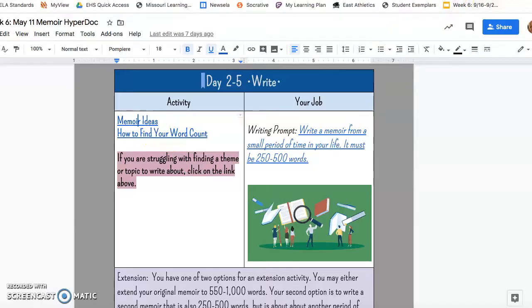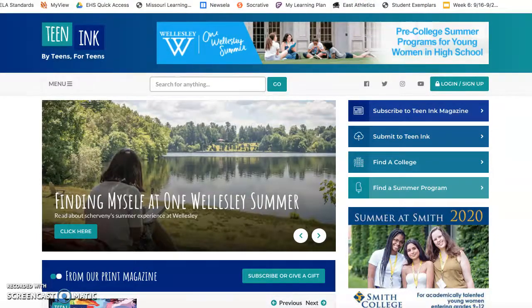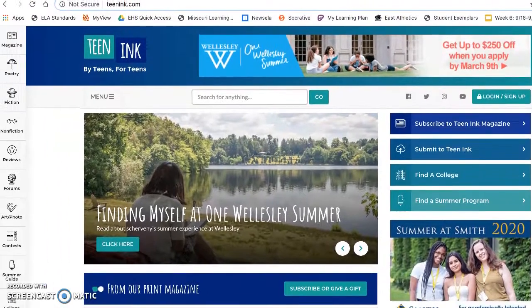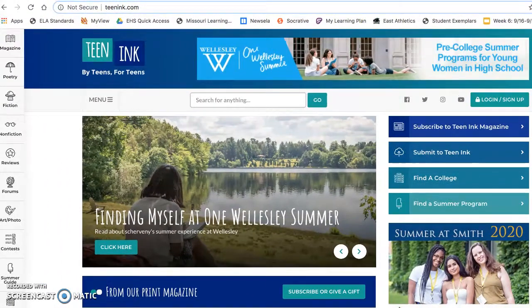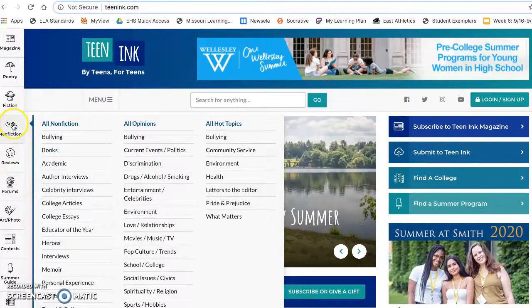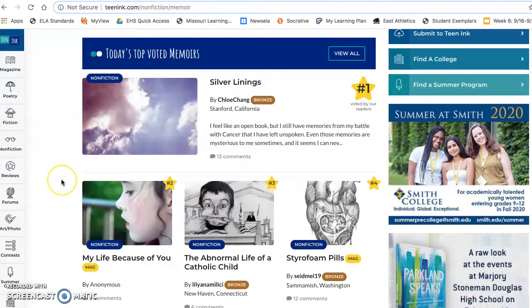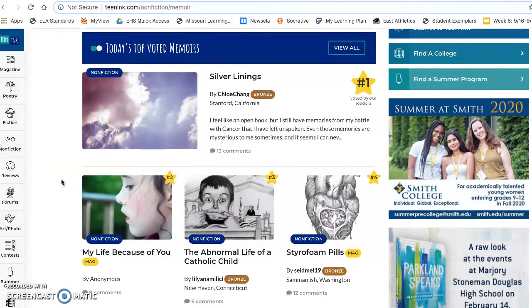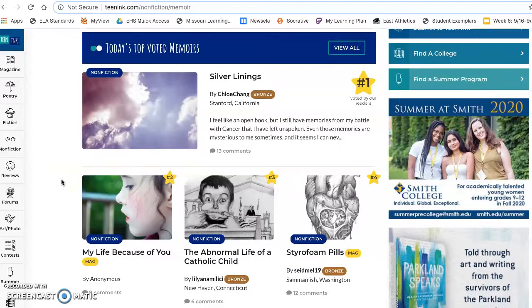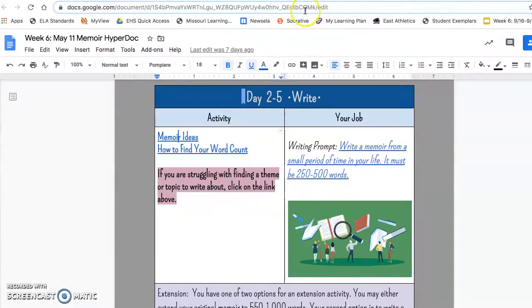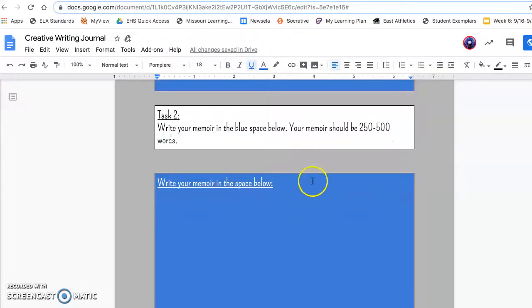If you're someone who would like to have more examples of how to do this, you can go to teenink.com. You can click here on nonfiction. You'll notice that if you go down, memoir is here below. Click on those. These are examples of memoirs that have been written by teenagers, people your age, so you can look at examples of what people have written about. And again, you will be writing that in your creative writing journal here below.